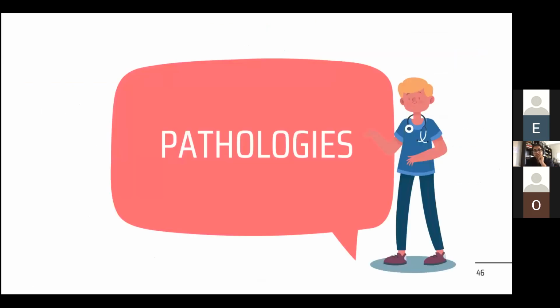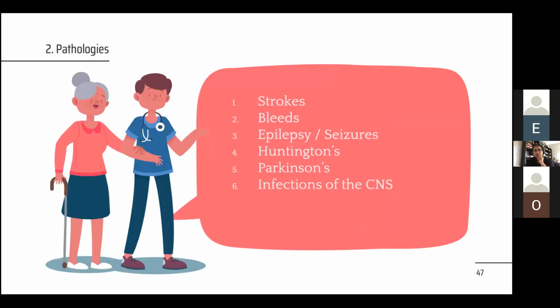So the pathologies that we'll go through: strokes, bleeds and hemorrhages, epilepsies and seizures, but more focused on seizures, Huntington's, Parkinson's, and the 3 infections. There is a lot of information on the slides, so you can go back and read through them when you have to revise for exams.